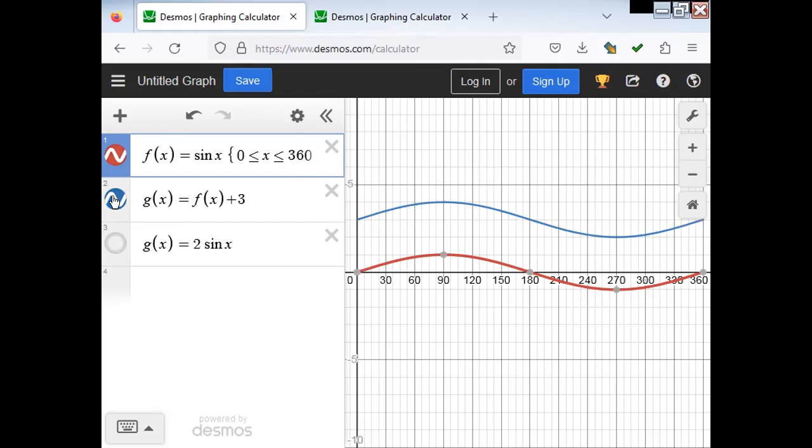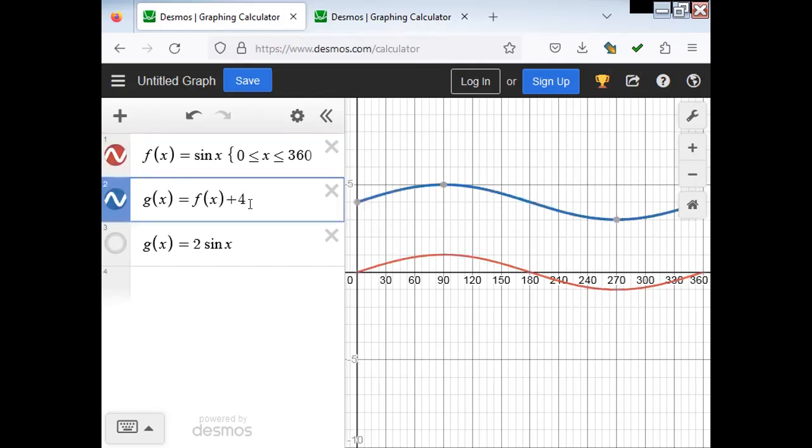Vertical translation. By how many units? 3. If this would have been 4 units. If this would have been -2, 2 units down.